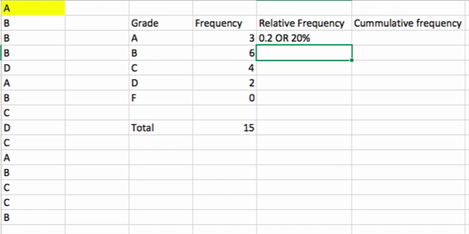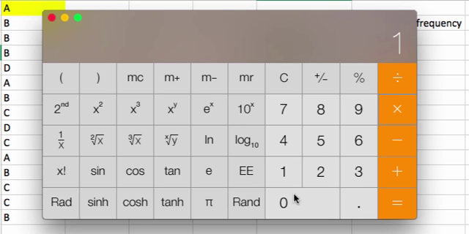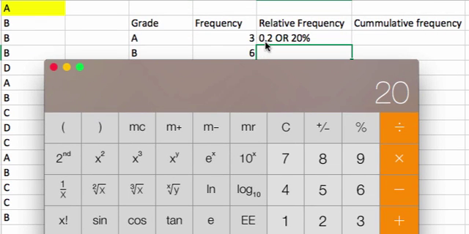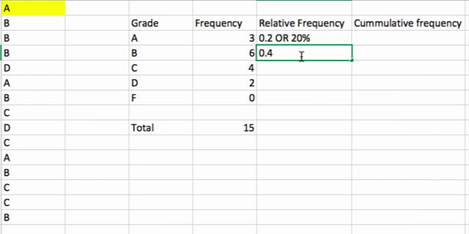Remember, to convert a decimal to a percentage, you may either multiply the decimal times 100 or slide the decimal point from where it is in the decimal 2 places to the right. Clearing out the calculator, we'll go ahead and find the B. 6 divided by 15 is 0.4 or 40%.